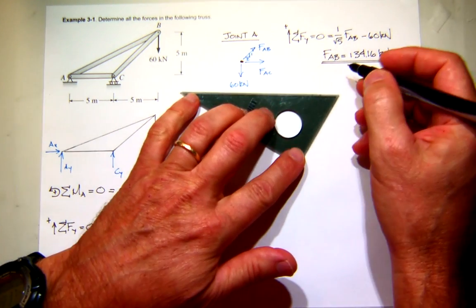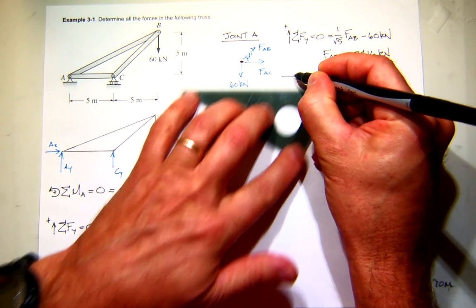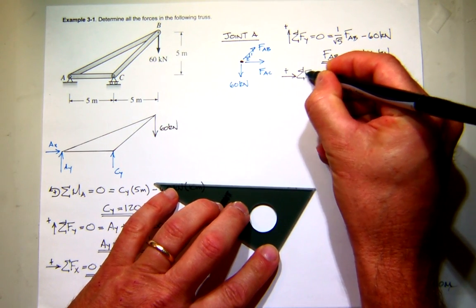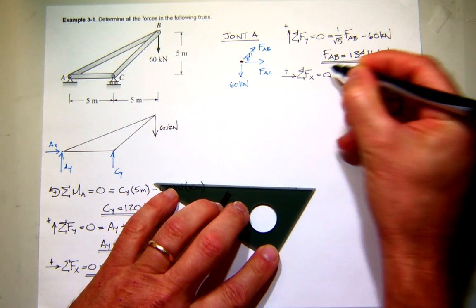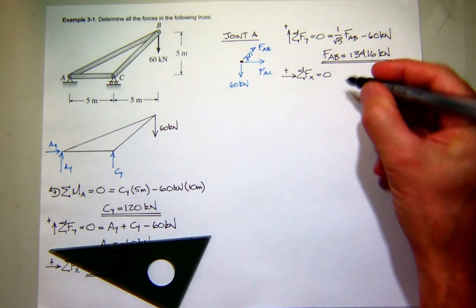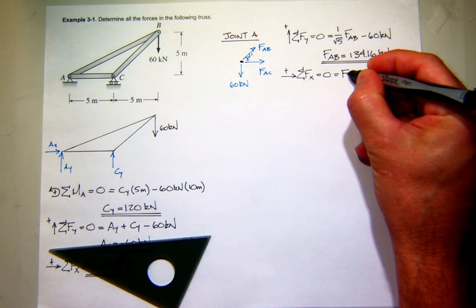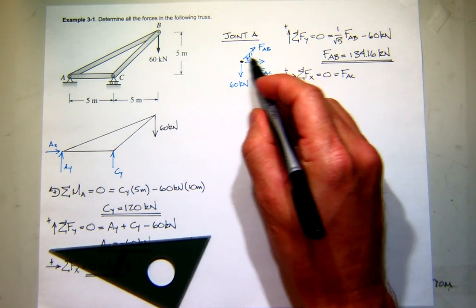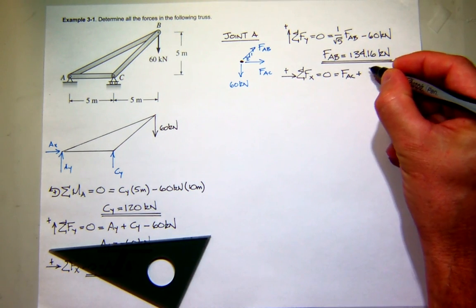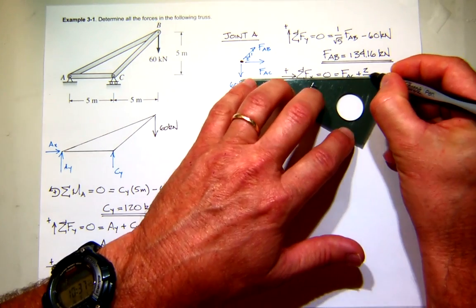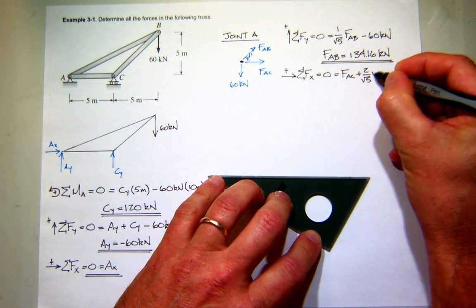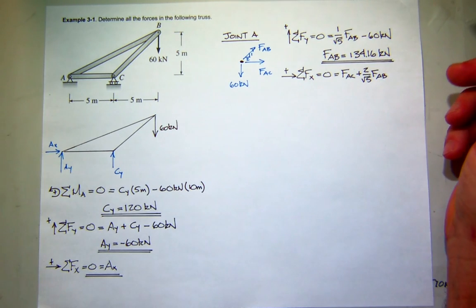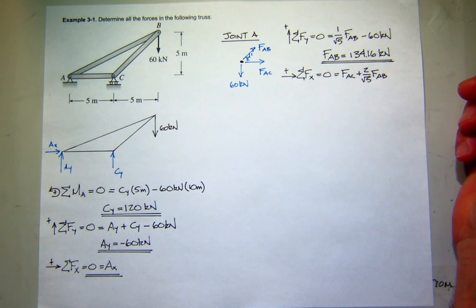Okay, now that I have AB, I can go back and sum forces in the X direction and find AC. So summing force in the X direction, I have the force in AC, the thing that I want, moving to the right. I have the X component of AB, which will be 2 over the square root of 5 times the force in AB. And what else? Nothing, right? No other X forces.